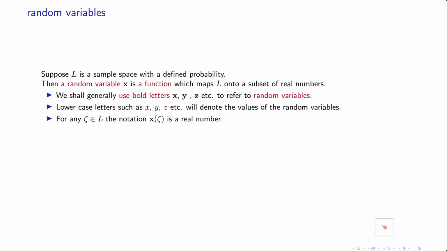And for any member c of your sample space, x of c is a real number, because c is the output of your experiment from L, and it goes to your machine. X is your function, and the output is x of c. So a random variable is just a function.